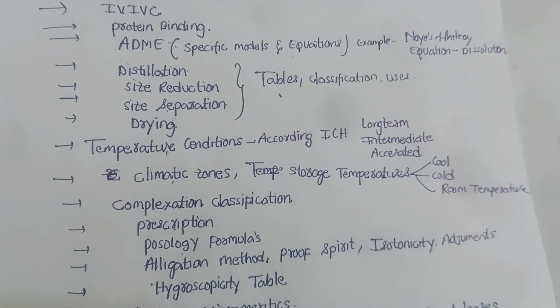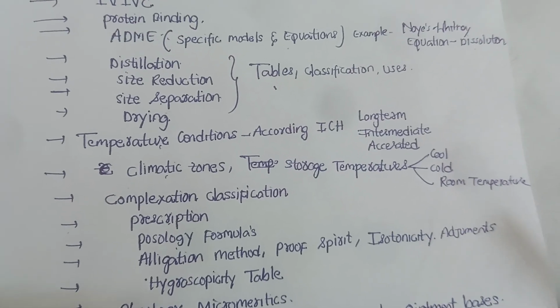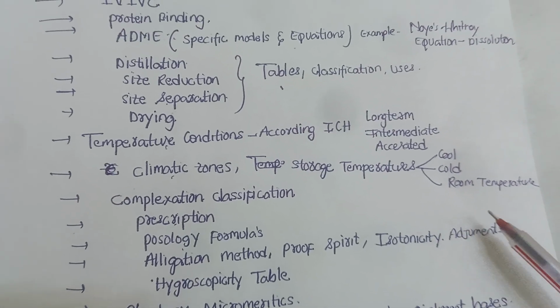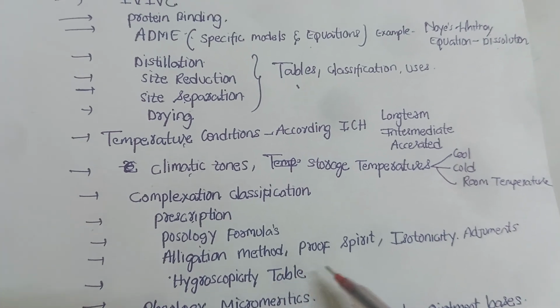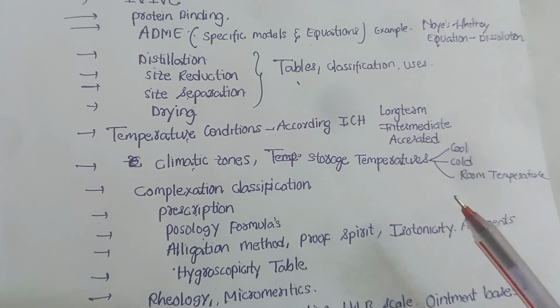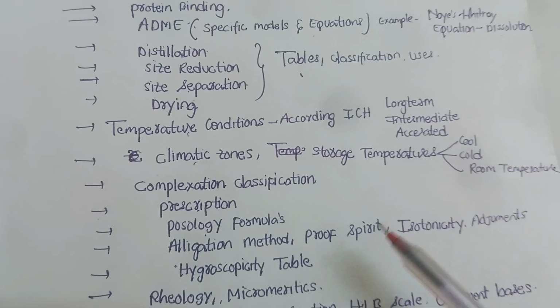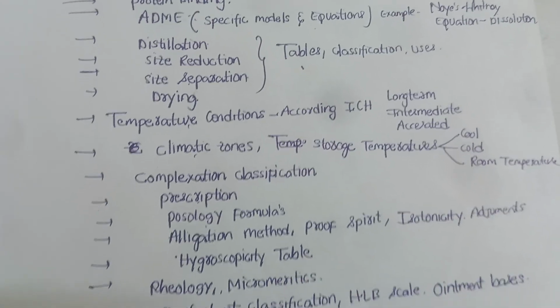So generally we have two class methods for isotonicity, that is class 1 and class 2. So study about those things and the formulas also. And the hygroscopicity table, so we have a list of hygroscopic, low hygroscopic, high hygroscopic, etc. So study about those things.